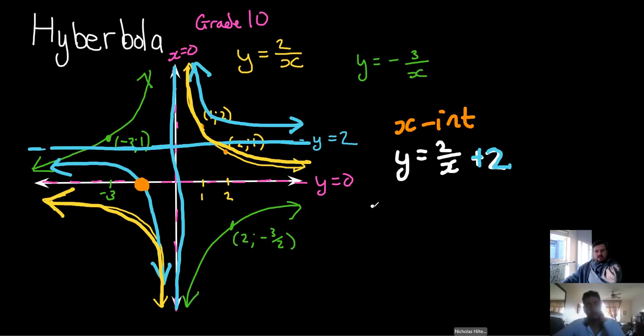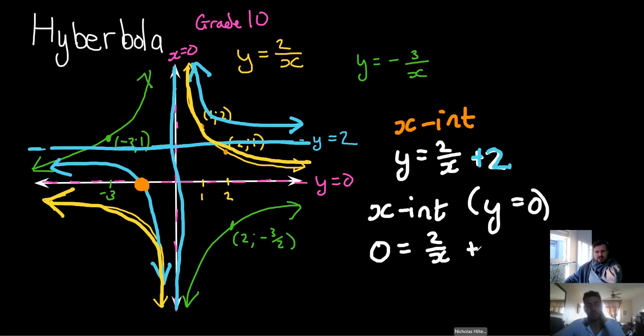We just say x-intercept, make y equals 0. And so we have 0 equals 2 over x plus 2. Take the 2 across. Yeah, we'll take the 2 across. So negative 2 equals 2 over x.